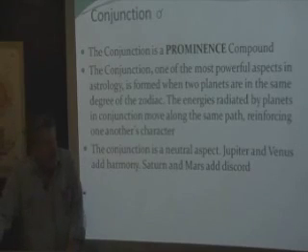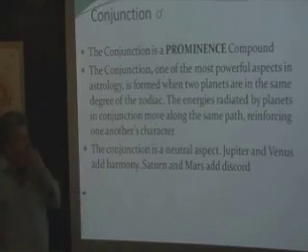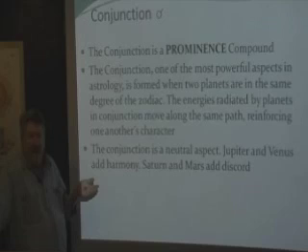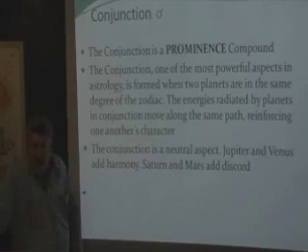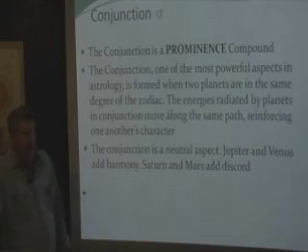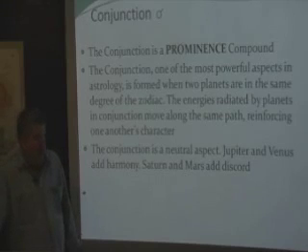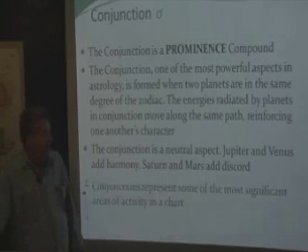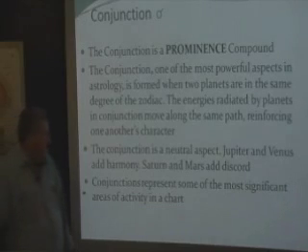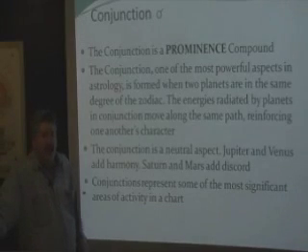Now, some of the things you need to know about this is that the conjunction is a neutral aspect. That means that it doesn't carry any innate conditioning. So if Jupiter and Venus are involved, we have harmony. And if Saturn and Mars are involved, it adds discord. It will be prominently harmonious or prominently discordant. But conjunctions stand out. And they tend to represent, when we're looking at a chart, the most significant areas of activity.